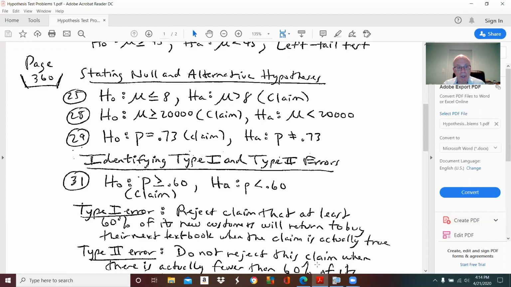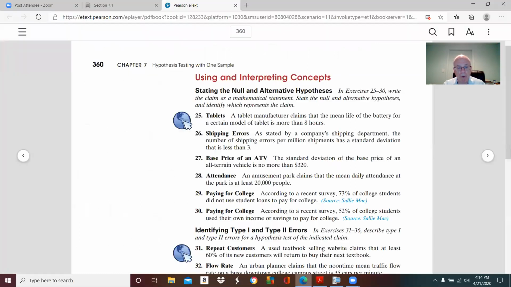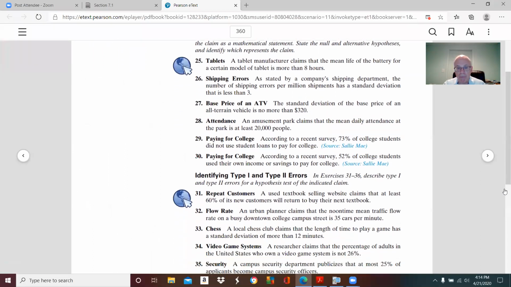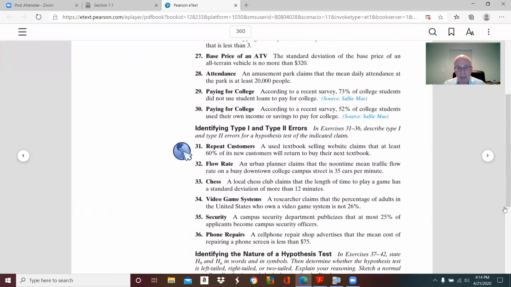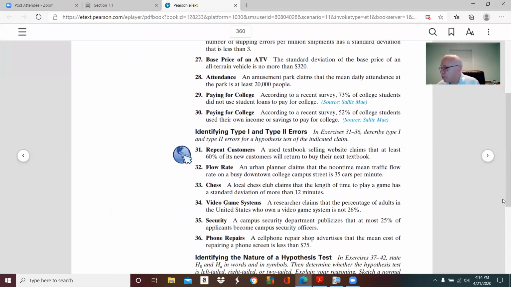All right, now we're going to get to problem number 31. We're going to identify type 1 and type 2 errors. Okay. We'll spend a little time on this. And then I think that'll be it. I think that's all we'll be doing. All right, so we'll wrap things up right here. So let's look at number 31. And when we identify type 1 and type 2 errors, we have to state the null and alternative hypotheses first.